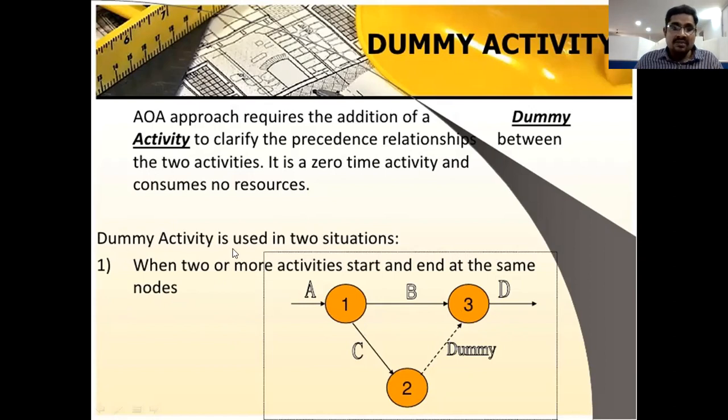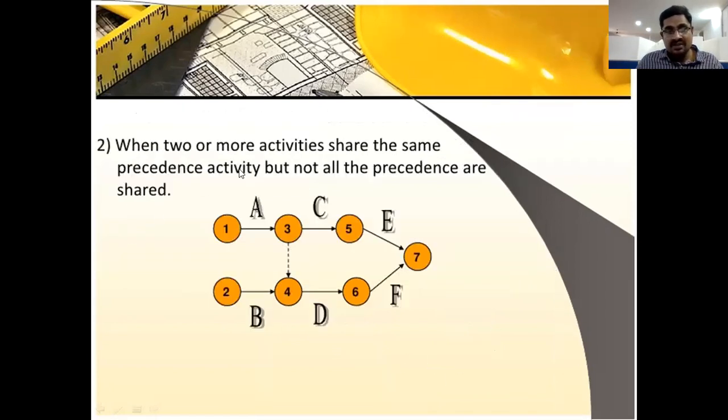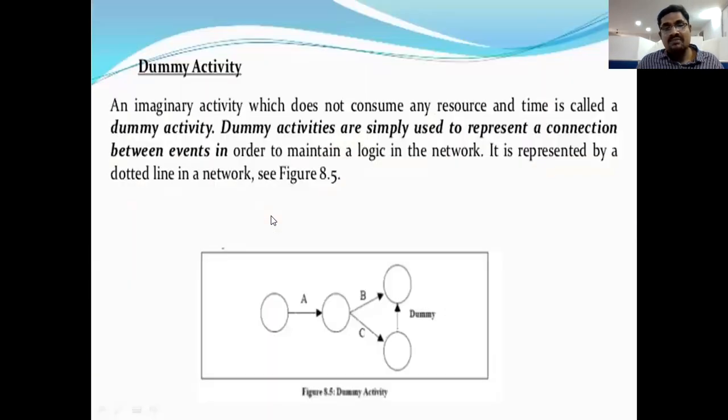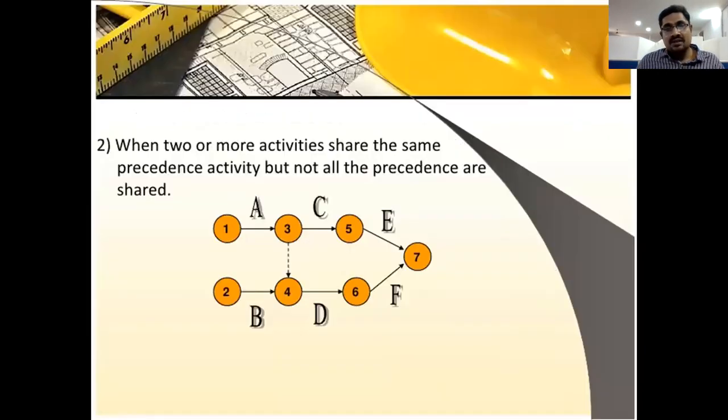The dummy activity is used in two situations. When two or more activities start and end at the same node, then it will appear. In the second situation, when two or more activities share the same preceding activity, but not all the precedings are shared, in this situation also the dummy activity will help us create a logic network diagram, right? This is all about dummy activity, right?